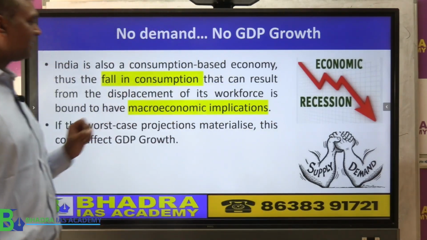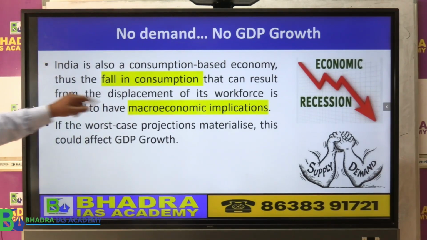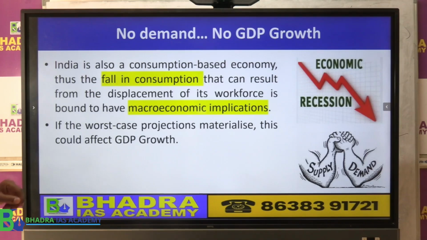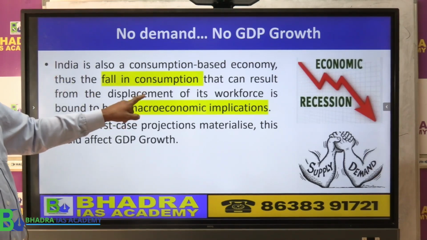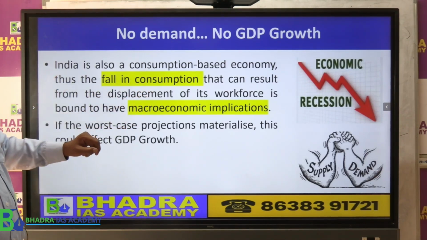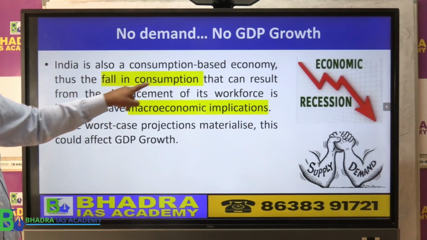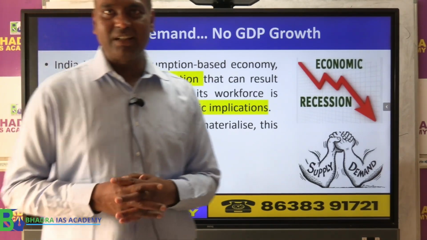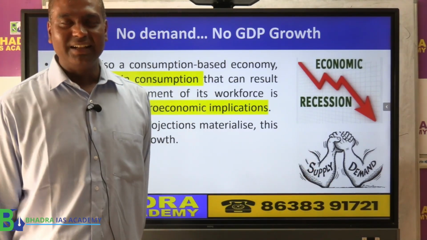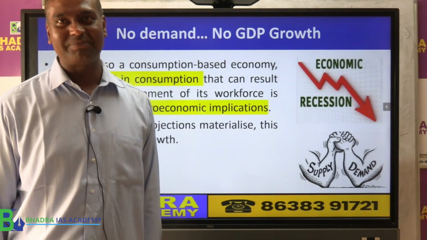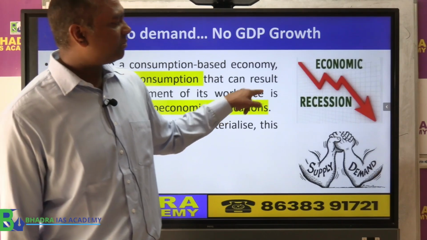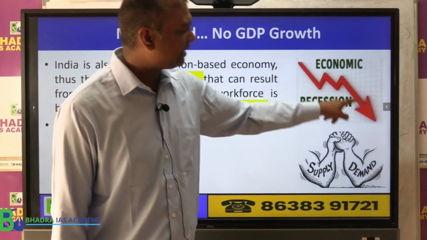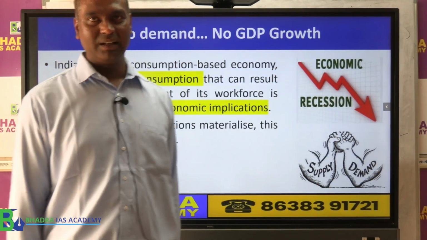So if you look here, our economy is also a consumption economy. But if there is no job, the workforce is losing jobs, right? There will be a fall in consumption. If there is a fall in consumption, no demand in the market, which company is going to produce? So there is a possibility you can have an economic recession.